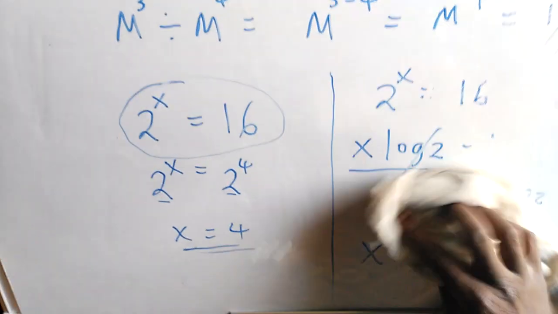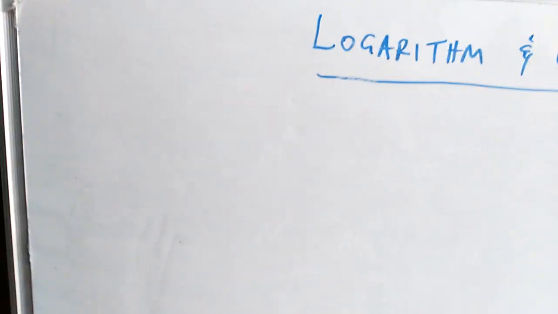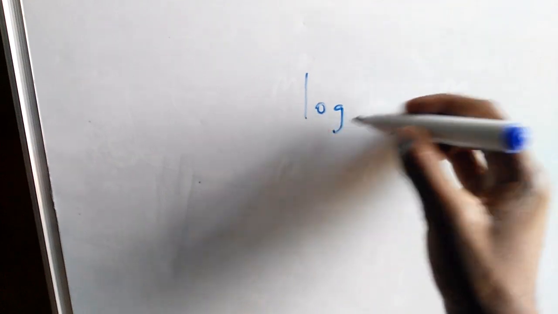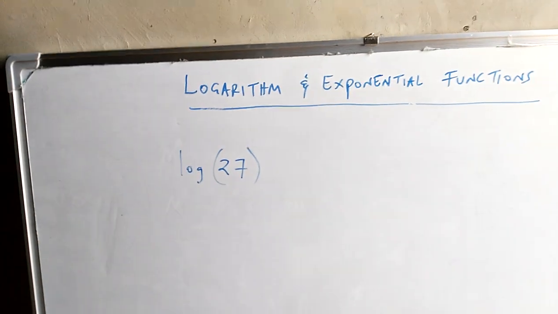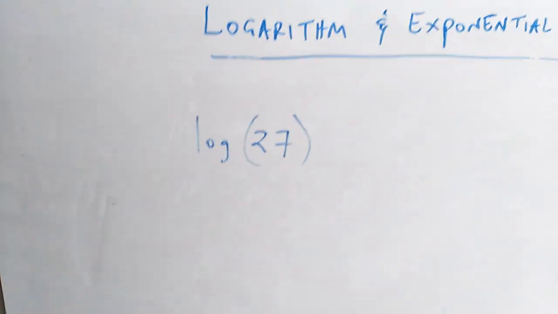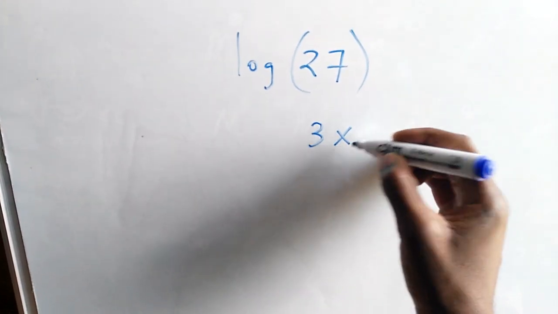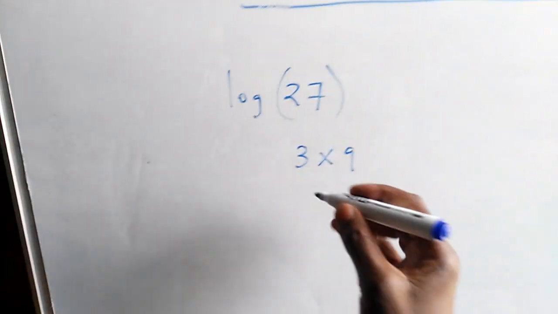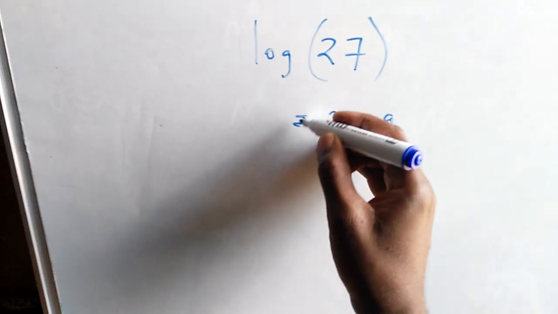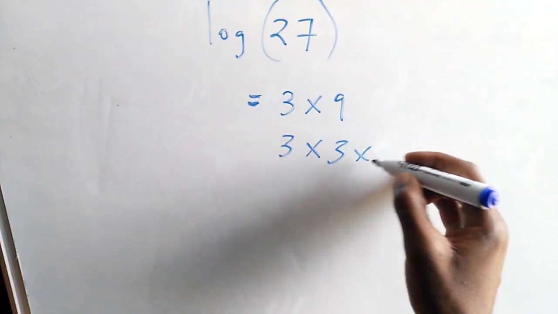Let's try something. Suppose we said a log of 27. What's the value of a log of 27? Some may think of breaking this number 27. This is the same as saying 3 times 9. Some can say, no, we can go further and say this is 3 times 3 times 3.